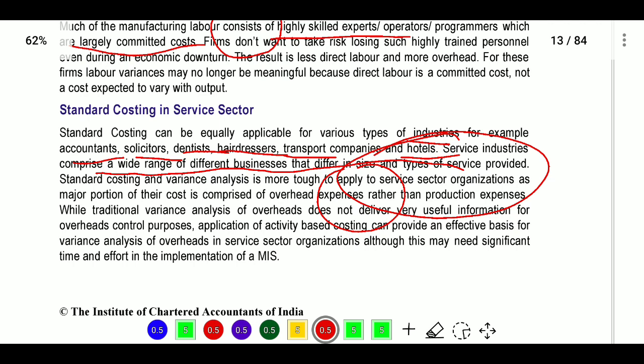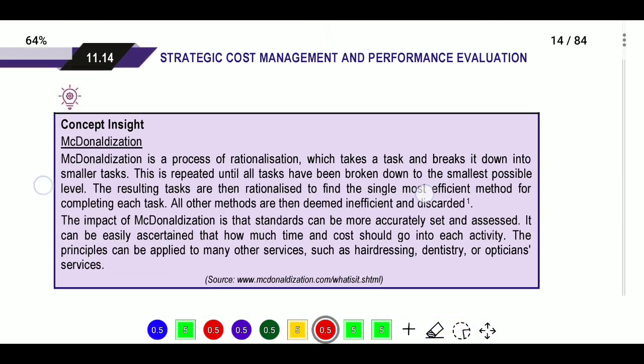Next, overhead control purposes: application of activity based costing. So we will use activity based costing for service based sectors. Then it is an effective base for variance analysis, though time and effort are needed in the implementation of the MIS concept.